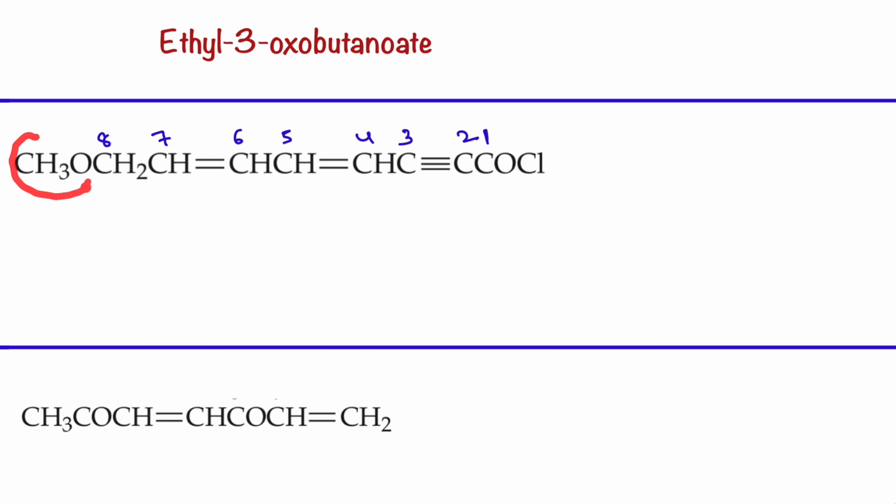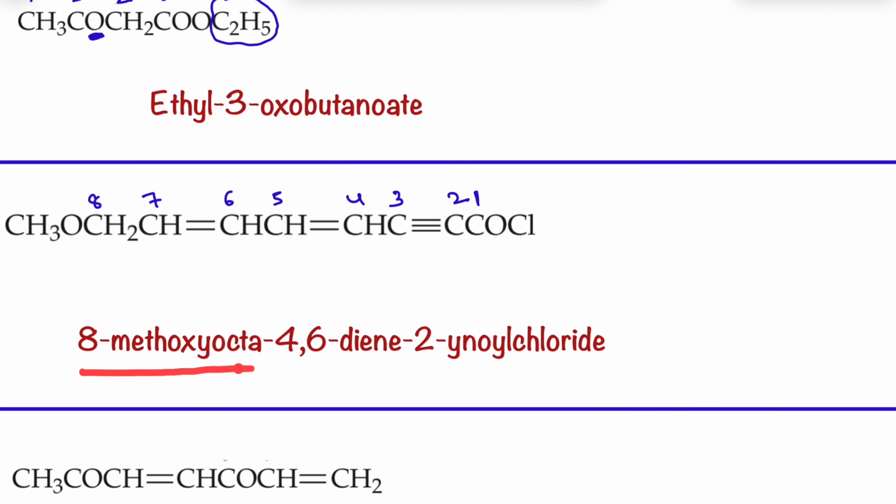So the prefix is 8-methoxy, root word oct, 4,6-diene, 2-yne, oyl chloride. Here this is the double bond, ene, and this is the triple bond, yne. According to alphabetical order, en, yn, en comes first. Let me repeat: 8-methoxy, oct, 4,6-diene, 2-yne, oyl chloride. You can see the name.